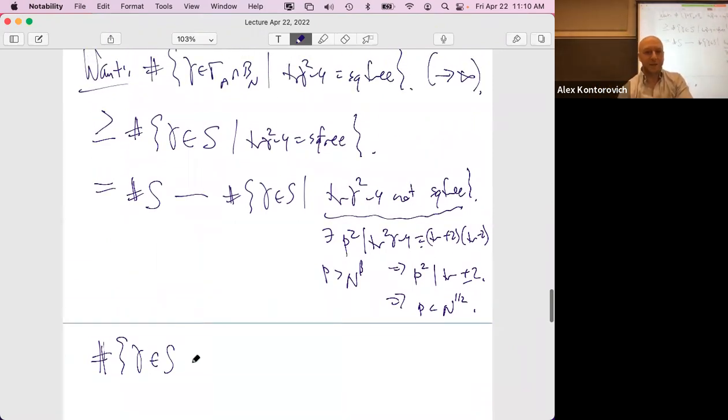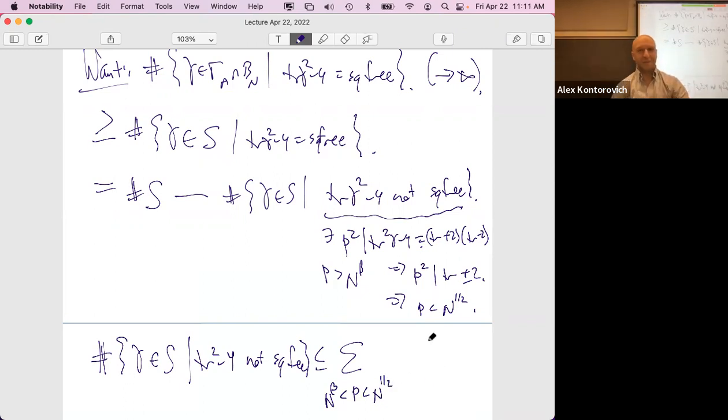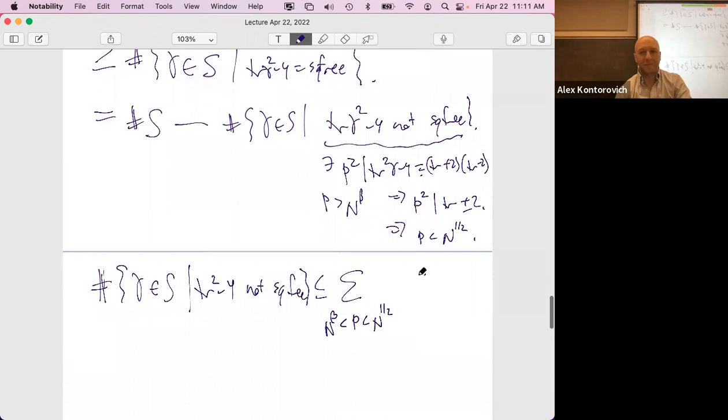Okay, so let's see if we can estimate how many elements have trace squared minus 4 not square free. Well, there has to be such a prime. So let's sum over the primes that are of size at least n to the beta, at most n to the half. Then let's sum over the t's, with t less than n, so that t squared minus 4 is 0 mod p squared.